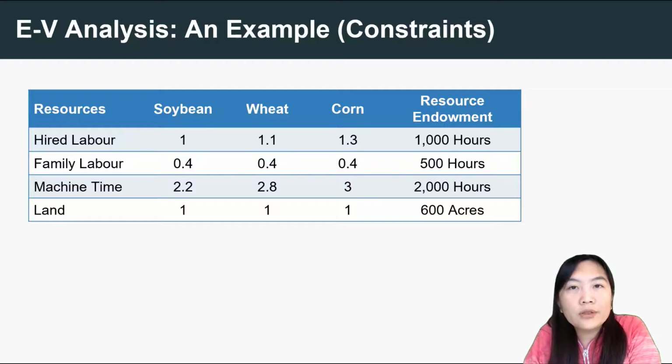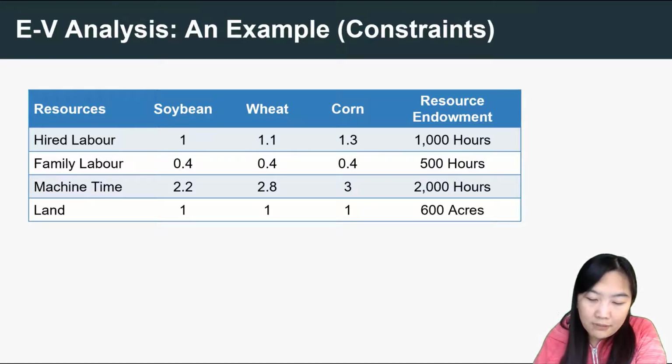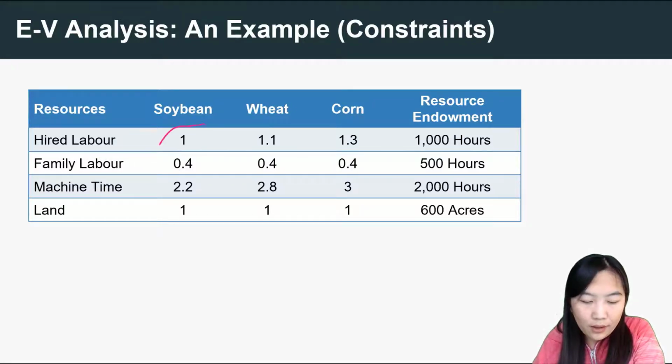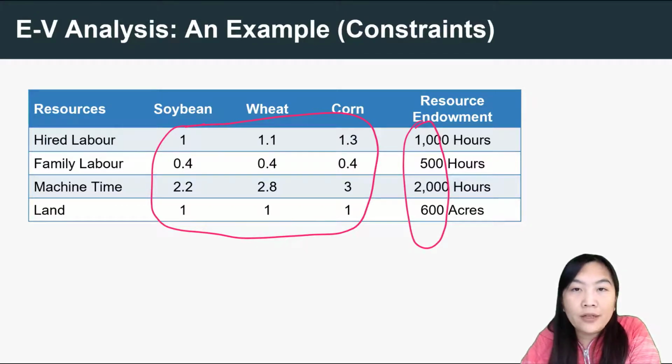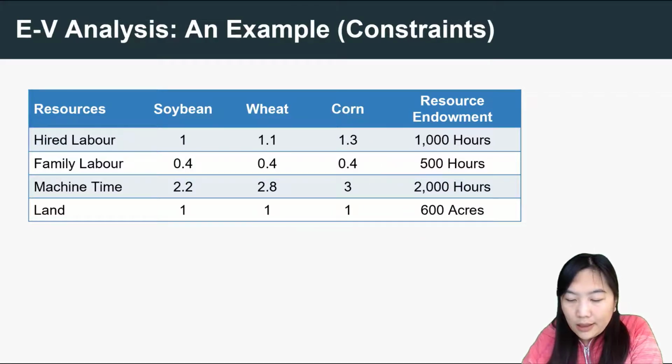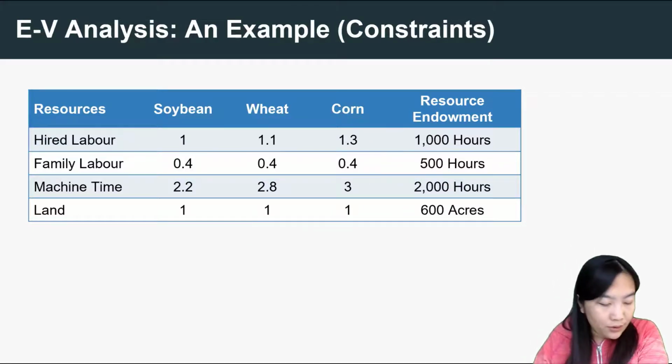So there's 4 different constraints here. I just put them in a table. When you're formulating the mathematical expression of this problem, you can use this information here. Those are the technical coefficients, and those are the right-hand side values, and there are units associated with each of those constraints.